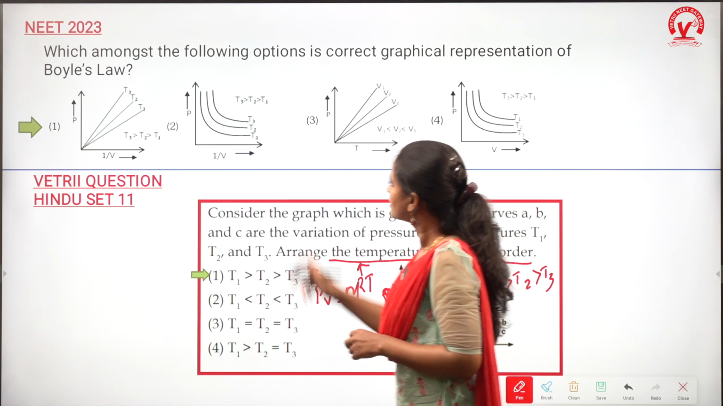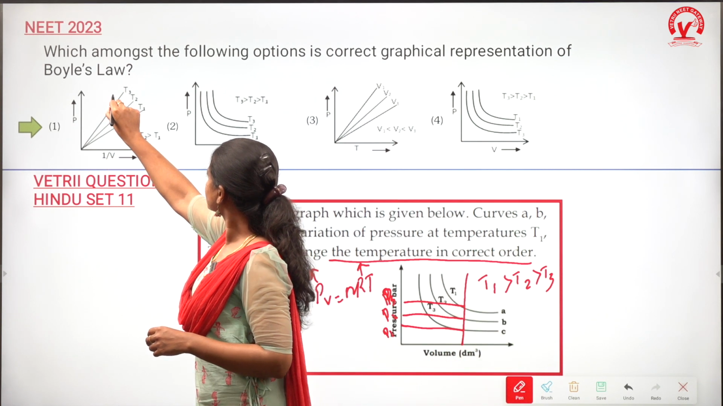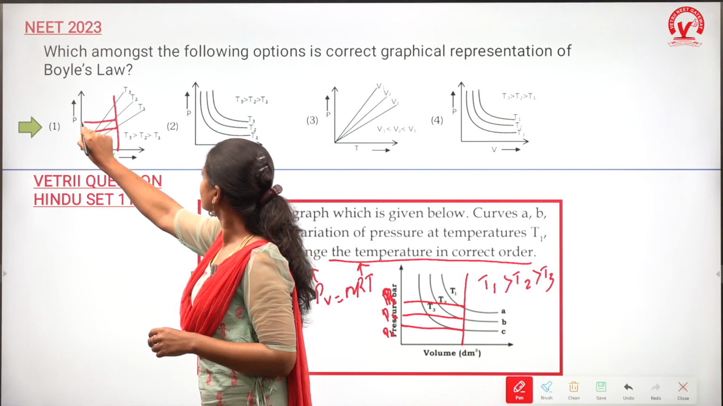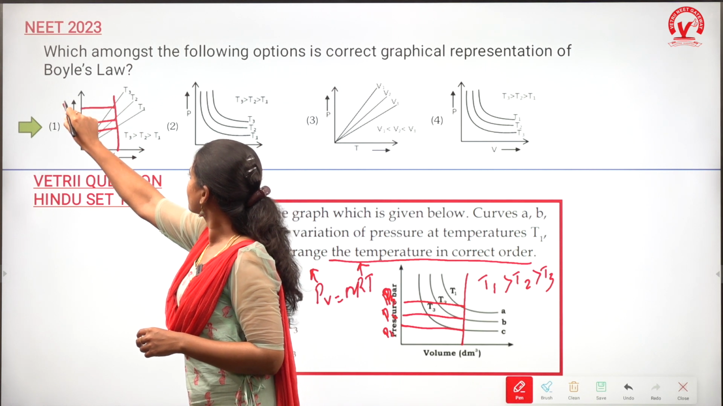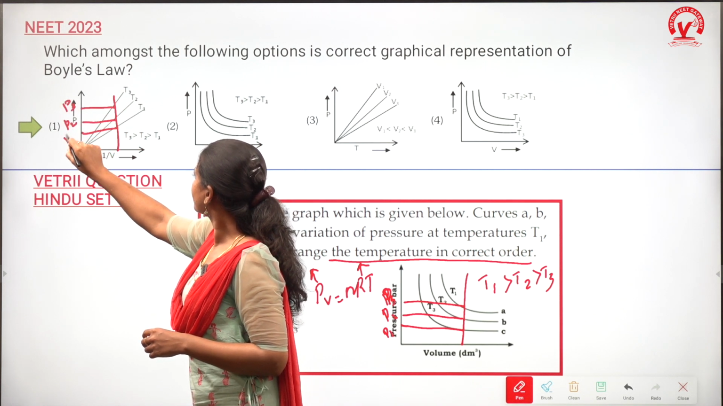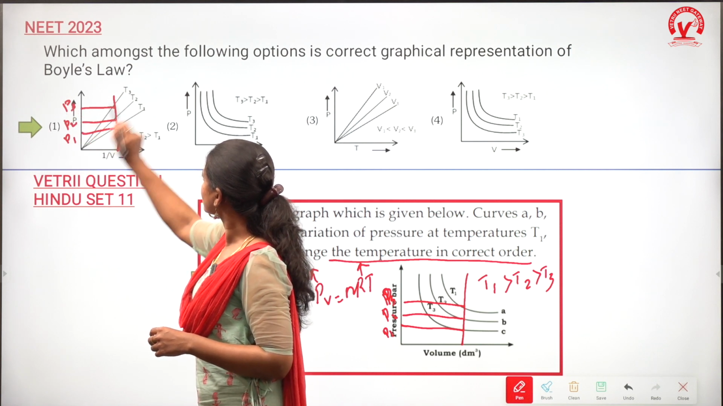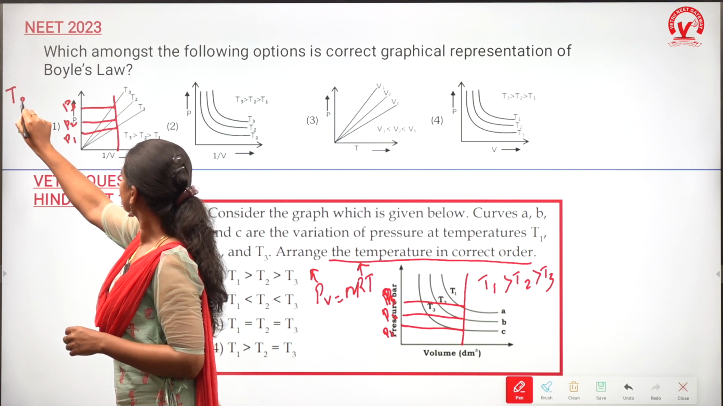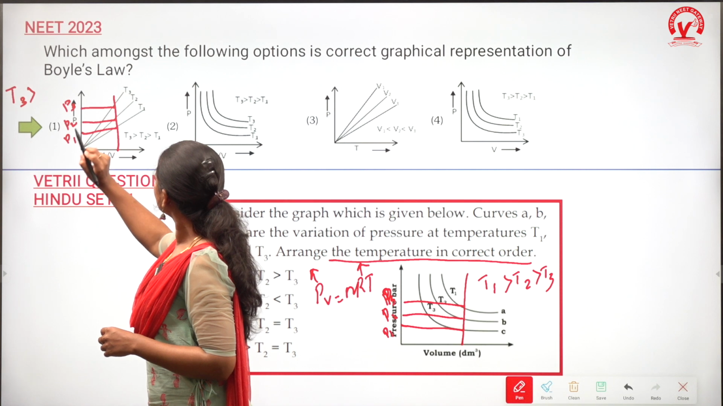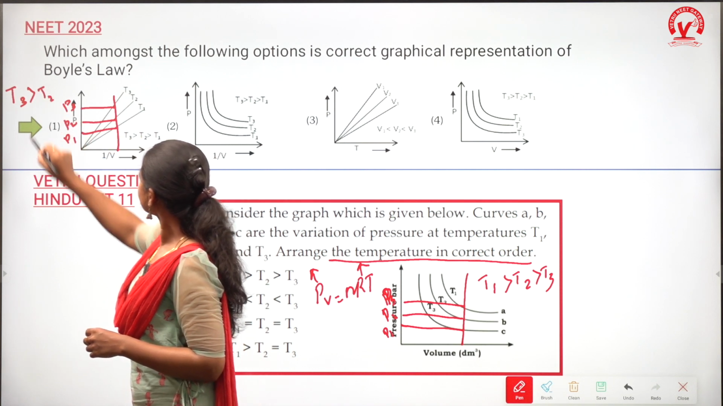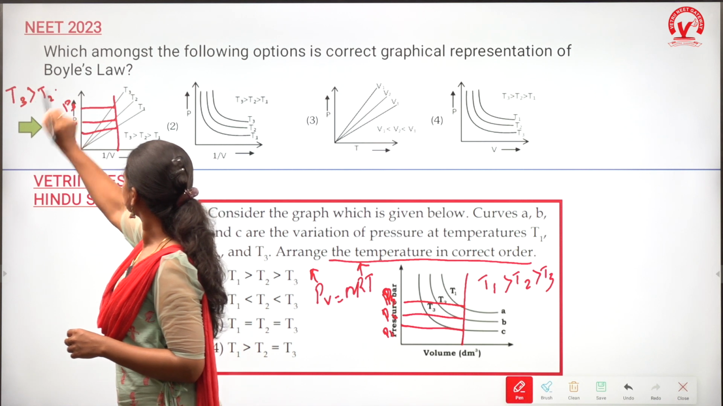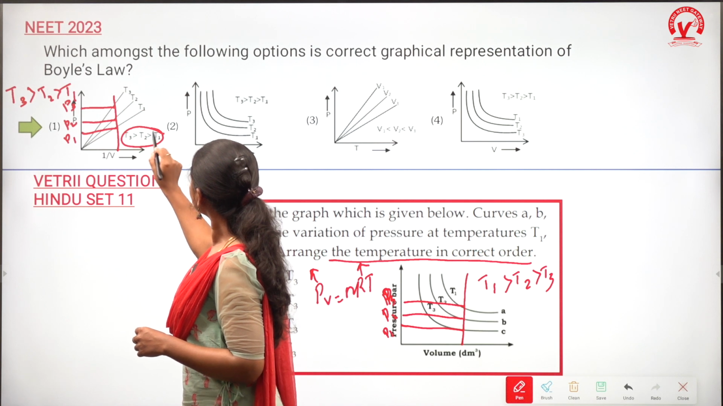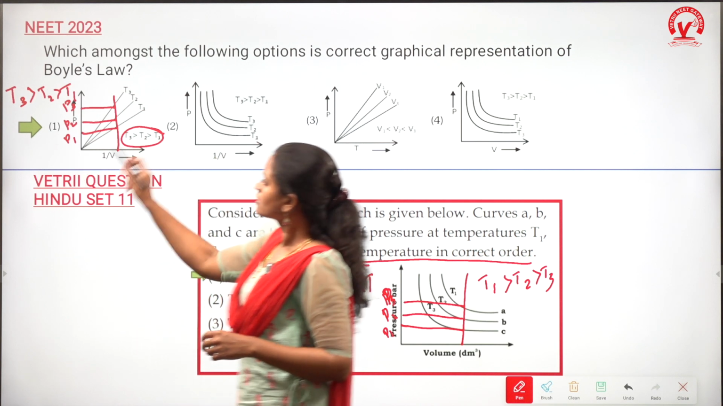In the NEET question, this is the answer. Option 1 is the answer. If we draw a line here, we mark this point and this point and this point. This is P3, P2, P1. Here also when pressure increases, temperature also increases. Here P3 is directly proportional to T3, then P2 is directly proportional to T2, and P1 is directly proportional to T1. So the correct order is T3 greater than T2 greater than T1. This is the correct option.